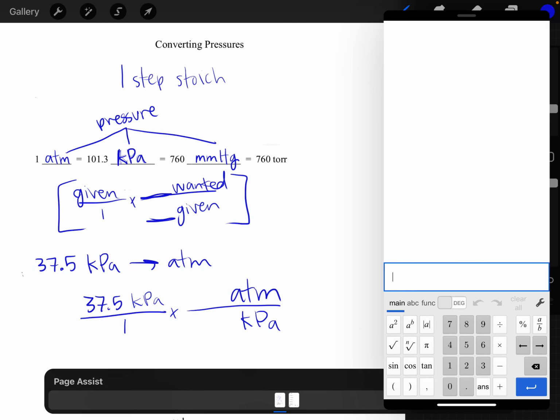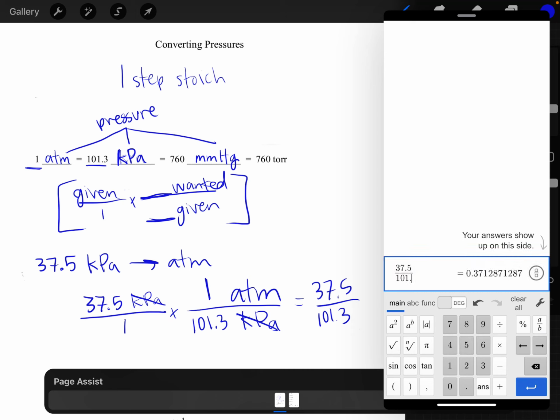The nice thing about this is that you literally have 3 numbers to choose from. 1, 101.3, and 760. So the number that goes with atmospheres right here is a 1. So if I see atmospheres right here, I'm going to put a 1 with it. The number that goes with kPa, kilopascals, is 101.3. Okay? Those guys cancel out, and when we put this in our calculator, we're going to put 37.5 divided by 101.3. That ends up equaling 0.370 atmospheres.